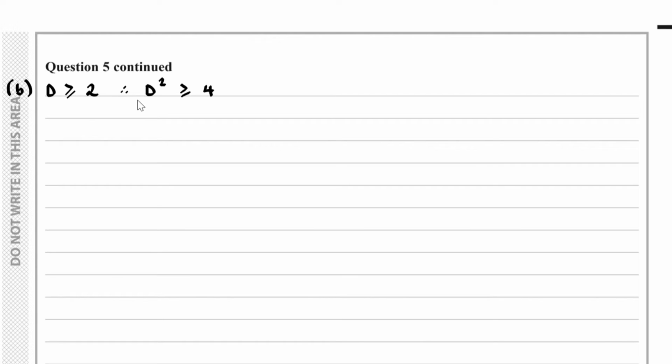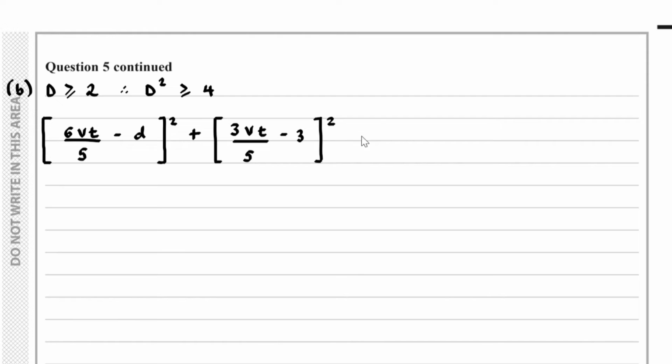And therefore, what we would have is 6 VT over 5 minus D, squared, plus 3 VT over 5 subtract 3, squared, is greater or equal than 4. So now let's try to expand and simplify.